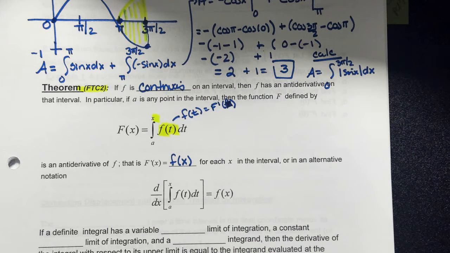So really what they're saying, if I take the derivative of my antiderivative, their inverse operations are going to cancel each other out. So all I'm going to be left with is the function that's inside your integral, but then when I plug in my upper bound, I'll get the f of x. All right?